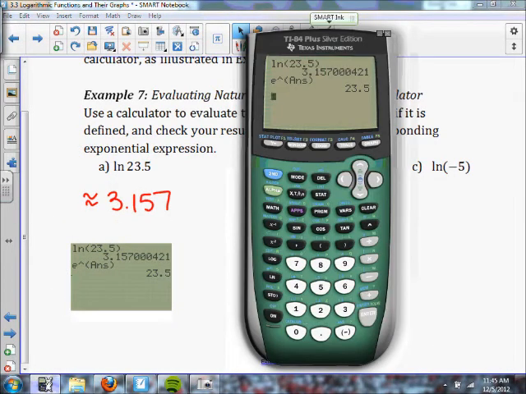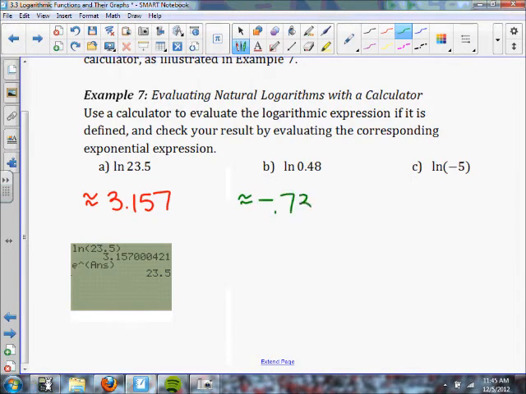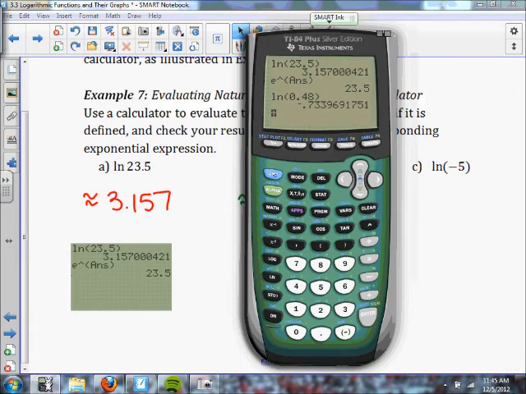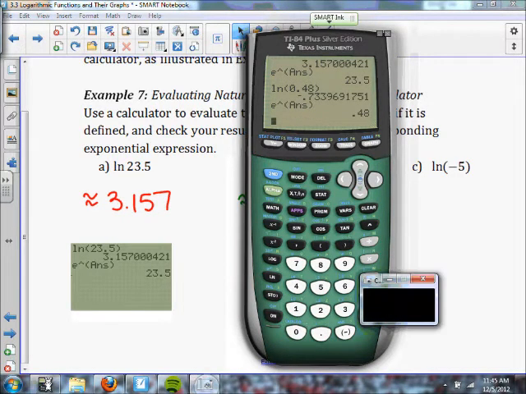ln of 0.48. I have here about negative 0.734. Second e of this, you get 0.48.